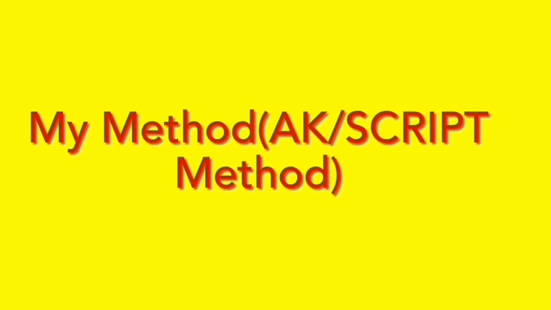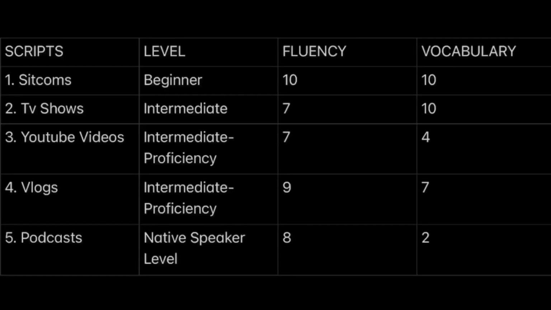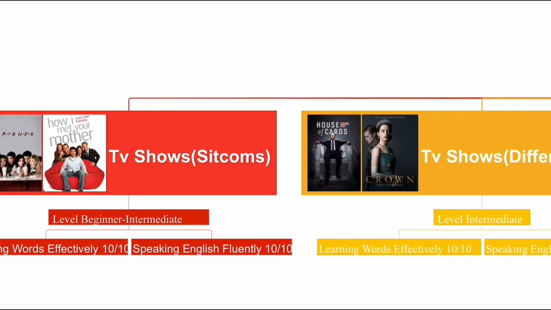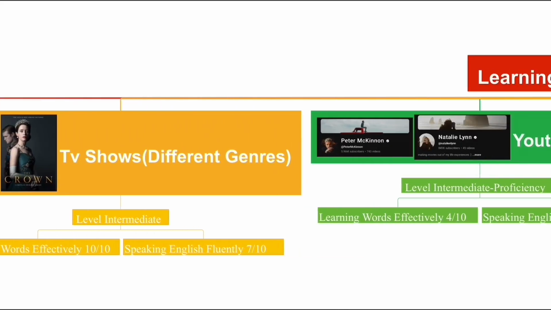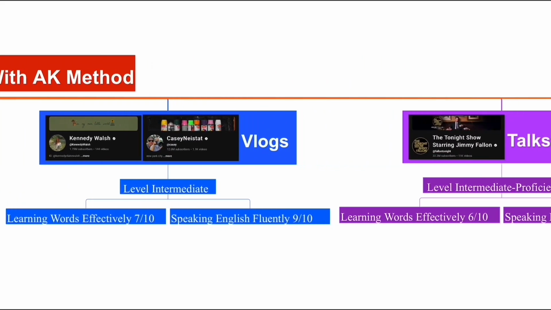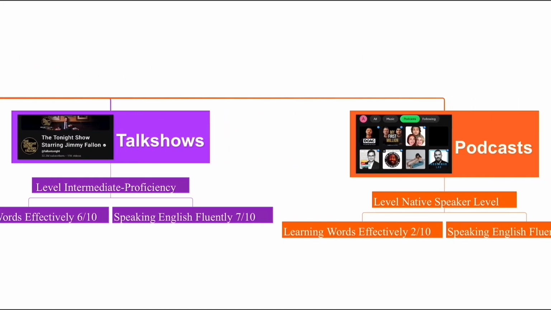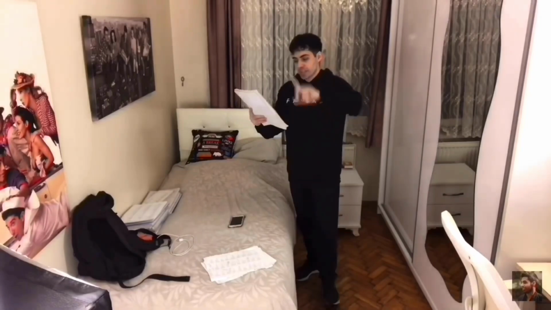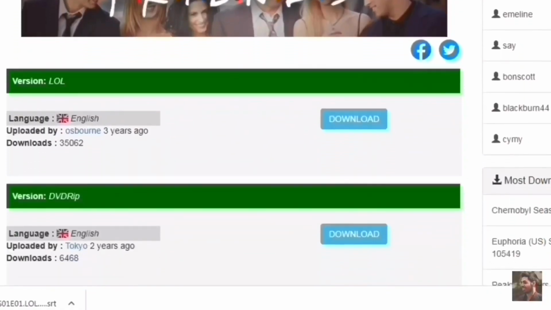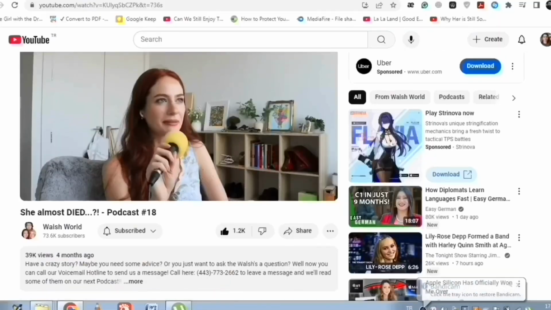And my method. Throughout my whole learning English process, from the very first day to this day, this is how I learned English in order. I learned English with the scripts of sitcoms, TV shows, with the scripts of YouTube videos, and then with the scripts of vloggers, and finally with the scripts of podcasts. I only learned English with scripts like an actor for free. I created my scripts by downloading the subtitles of TV shows, YouTube videos, and podcasts.